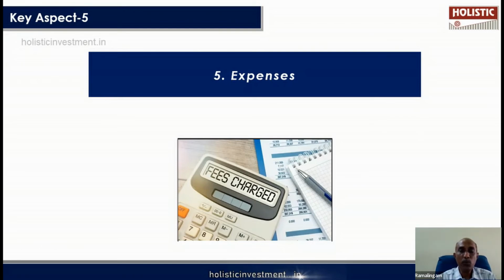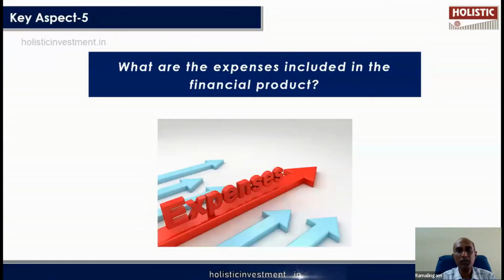In some financial products, costs are not very transparent, especially in ULIPs, PMS, and alternative investment funds. Many a time the cost is hidden. We have to deep dive and understand what kind of cost they have.